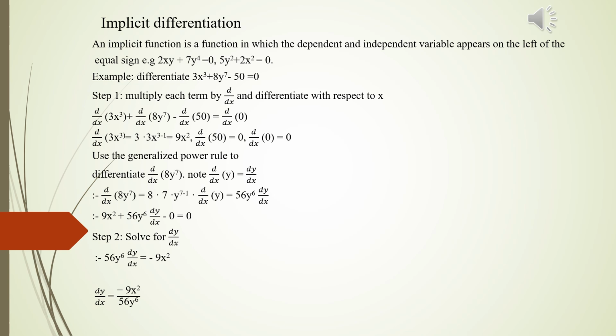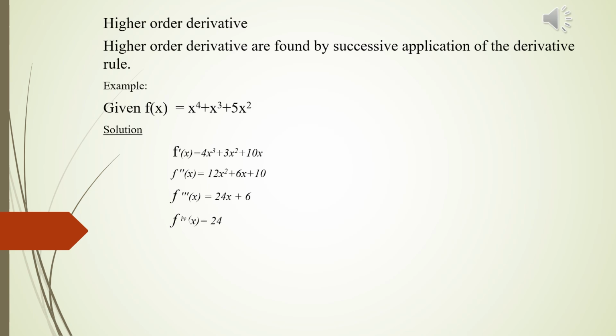So this is how to differentiate an implicit function. Lastly, in this video we look into higher order derivatives. Higher order derivatives are found by successive application of the derivative rule. Example, given f of x equals 2x raised to power 4 plus 3x raised to power 3 plus 5x raised to power 2. Taking the first derivative, we have f prime of x equals what? 4x raised to power 3 plus 3x raised to power 2 plus 10x.